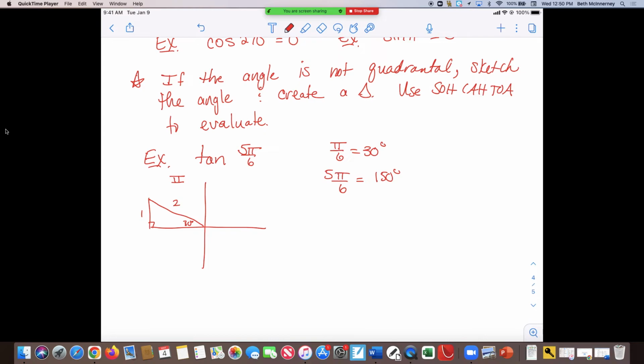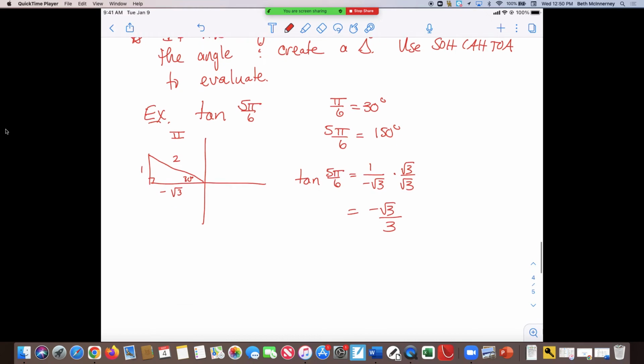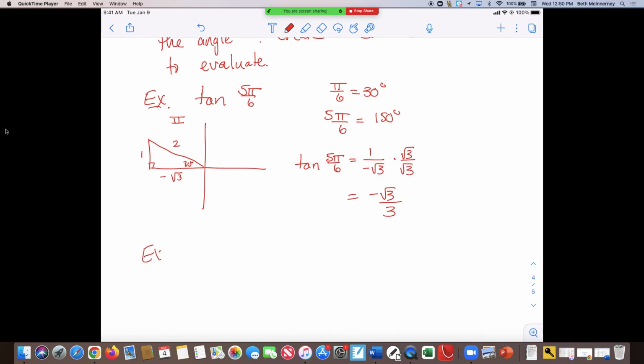So I'm not going to do the unit circle per se. I'm going to use my traditional 30-60 right triangle. I'm up and I'm left. Then I'm going to do my TOA. That's 1 over negative square root 3. We rationalize and put our negative up in the top. That's negative square root 3 over 3.